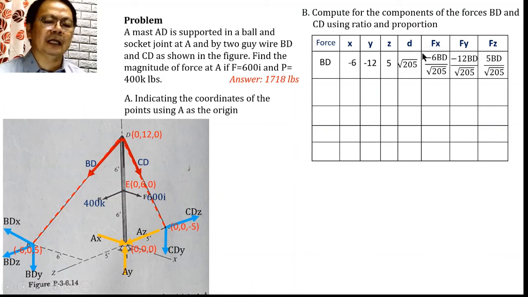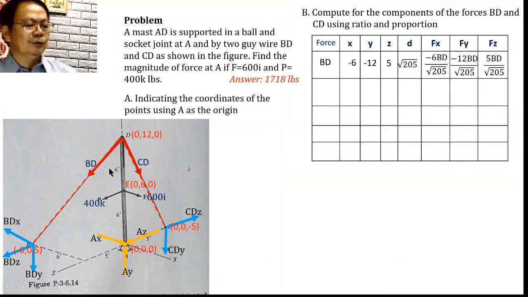You may ask, why is there a negative here? Why are there two negatives while the other one is positive? The negative sign tells us the direction of the component. So if we see negative 6 BD, it means the x component of our BD is directed towards the negative x-axis. Same here, negative 12 BD means the y component of BD is directed in the downward direction. And because it is positive, it indicates that the direction of the component along the z direction is directed towards the positive z-axis.